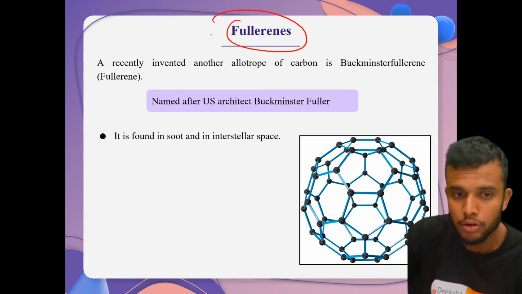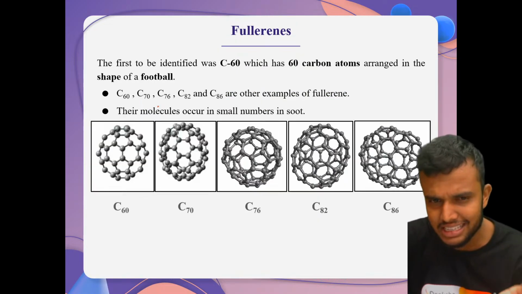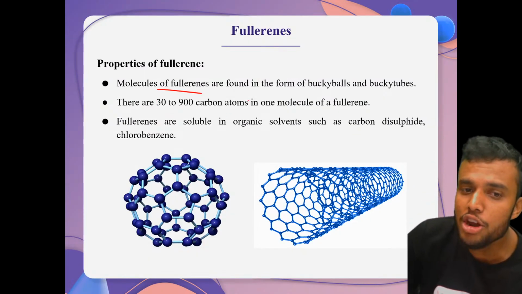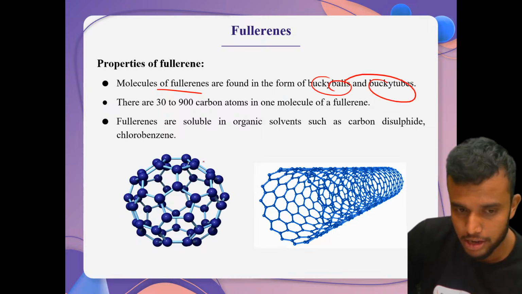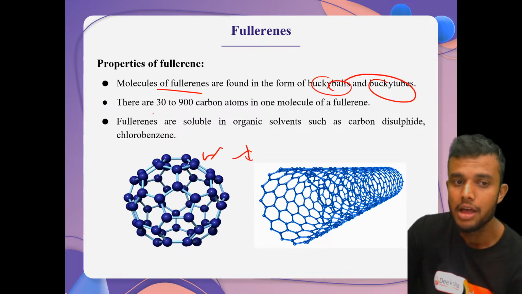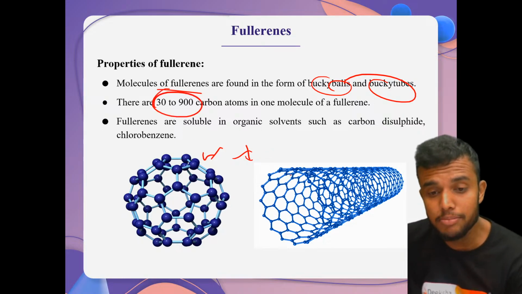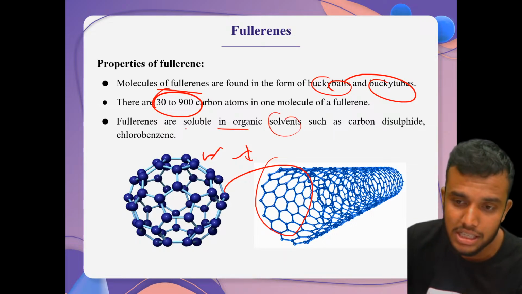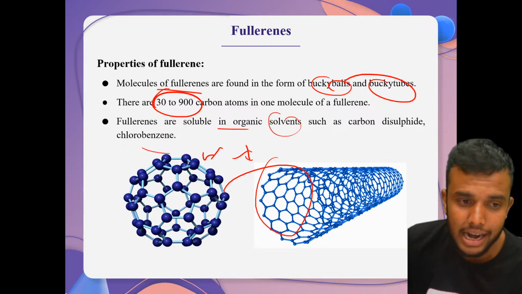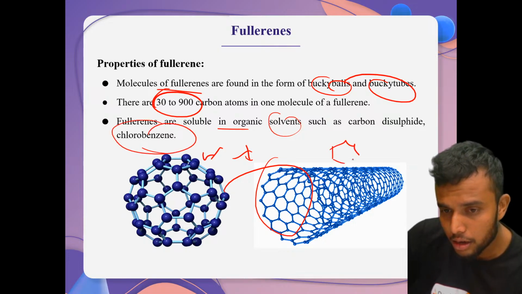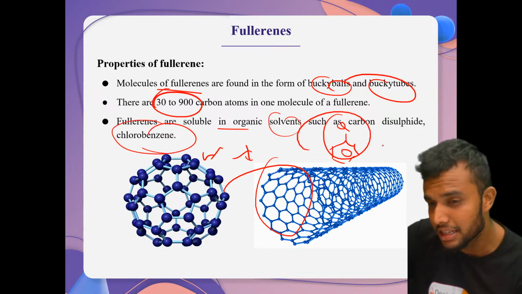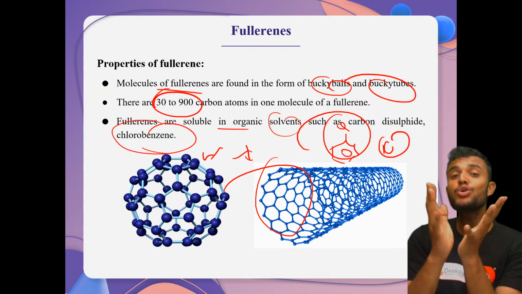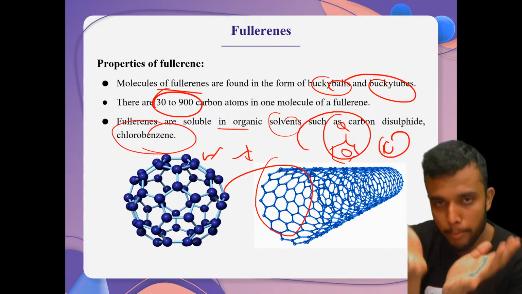Fullerenes. Okay. This is their property. First property of fullerene: molecules of fullerene are in the form of buckyballs or buckytubes. It is obtained either as buckyball or buckytube. There are 30 to 900 carbon atoms. Just imagine, this is a long carbon allotrope. Fullerenes are soluble in organic solvents such as carbon disulfide and chlorobenzene. Organic compound is nothing but a compound that consists of carbon, and chlorobenzene is a widely used organic solvent.